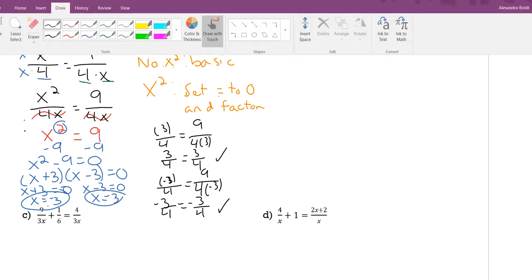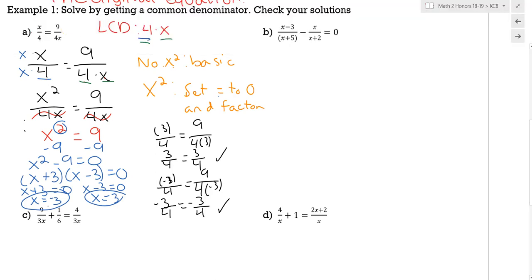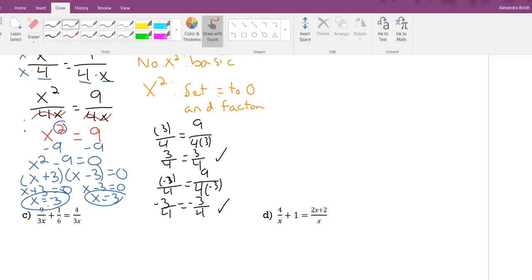All right, let's look at our second one. I don't have to do any factoring, so I'm just going to start by finding my LCD. This one has a denominator of x plus 5. This one has a denominator of x plus 2. The 0 technically has a denominator of 1, but if I'm multiplying things by 0, it doesn't really matter what we do with zeros.